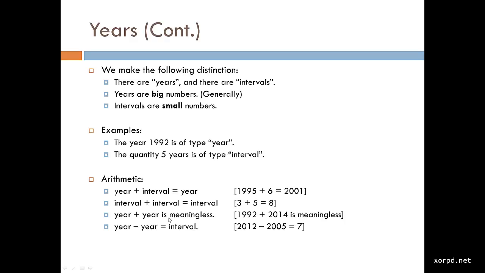Year plus year results in a meaningless quantity. For example, 1992 plus 2014 results in a meaningless quantity. We don't have any kind of meaning for this kind of result. And finally, year minus year results in an interval. For example, 2012 minus 2005 results in an interval of 5 years.